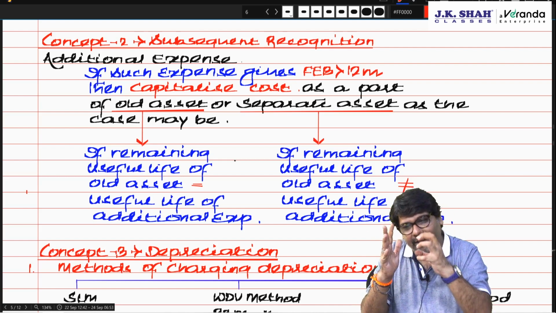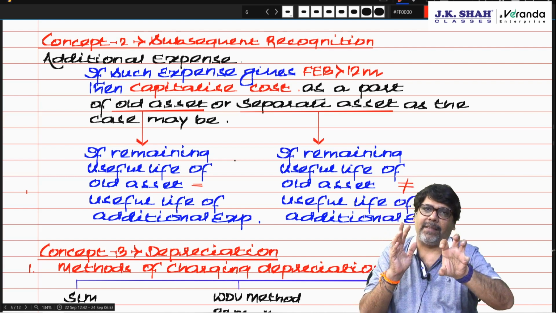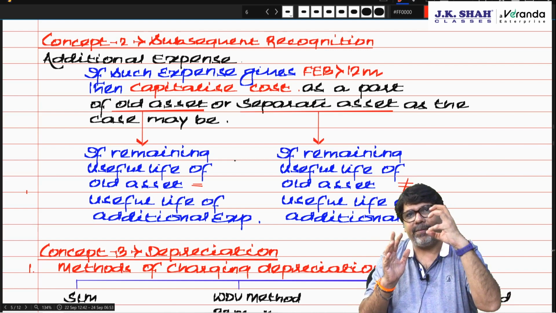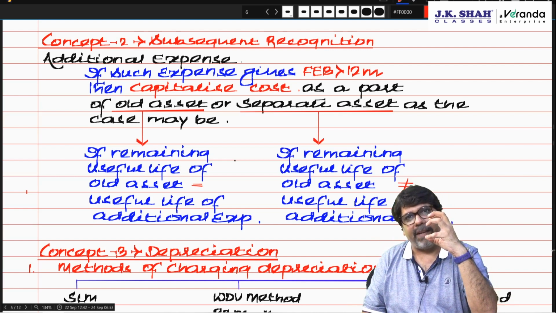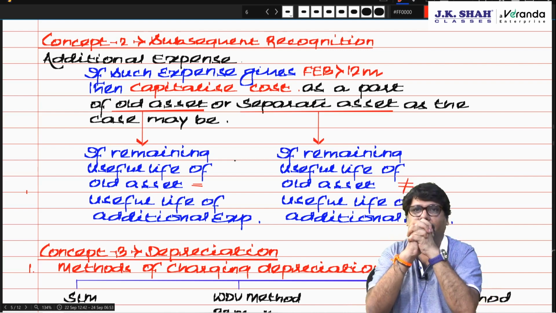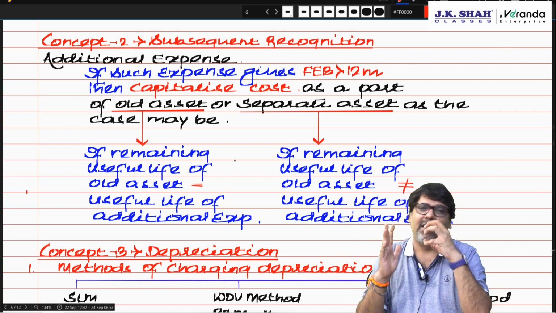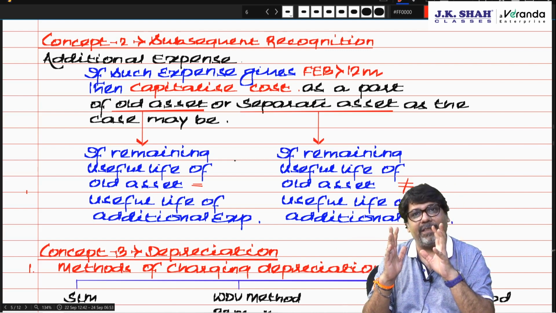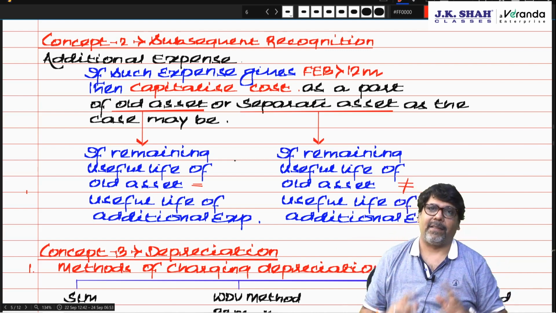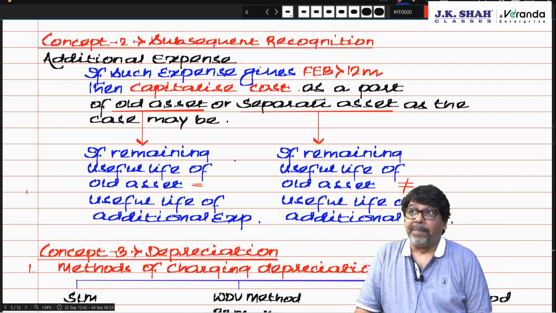But should that painting be added to the cost of the asset or shown as a separate asset? Remaining life of painting is how much? 5 years. Remaining life of building is how much? Sir, 15 years. So show painting as a separate asset. Are you understanding? Yes, sir.